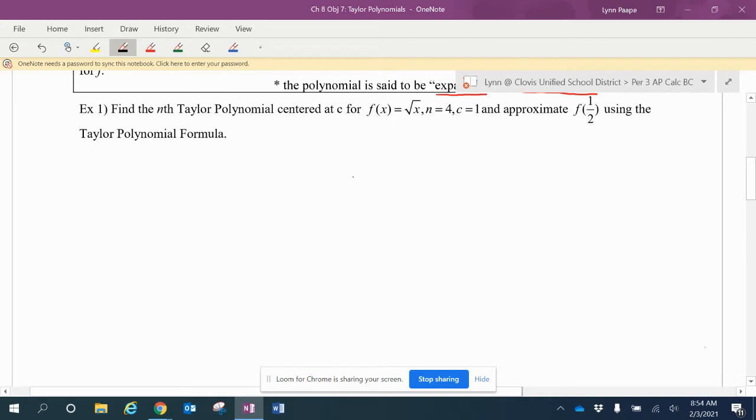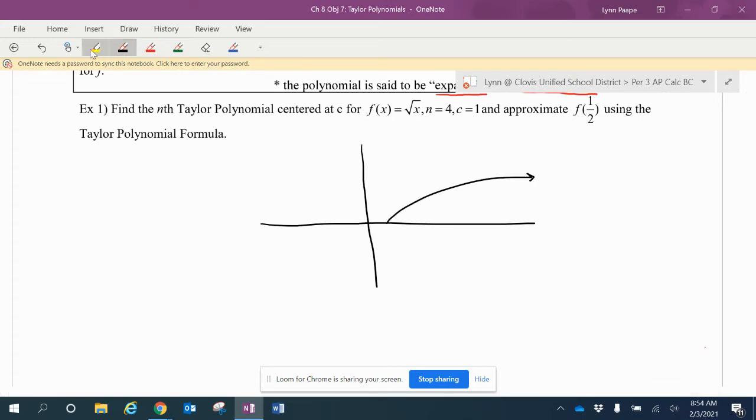So what we have here is this function, the square root of x. Don't write this down. We're just looking at, in general, what this is referring to. Well, that certainly isn't what that looks like, is it? Let's try that again. Square root of x. Okay, so this is our function, square root of x.